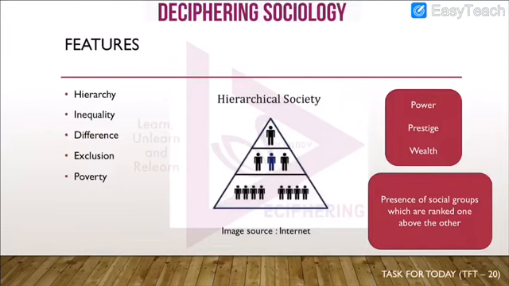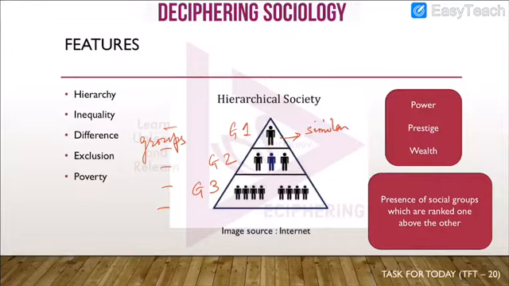A stratification system consists of a hierarchy. What does hierarchy mean? That means the arrangement of people in different layers or in the form of certain groups. Perhaps this is group 1, this is group 2, this is group 3. This is known as hierarchy. Each group shares certain similar features, but subsequent groups share certain dissimilarities. Also, there is an element of inequality. G1 is not equal to G2, G2 is not equal to G3. Another point is difference. Subsequent groups are different in certain ways, certain features, certain characteristics.